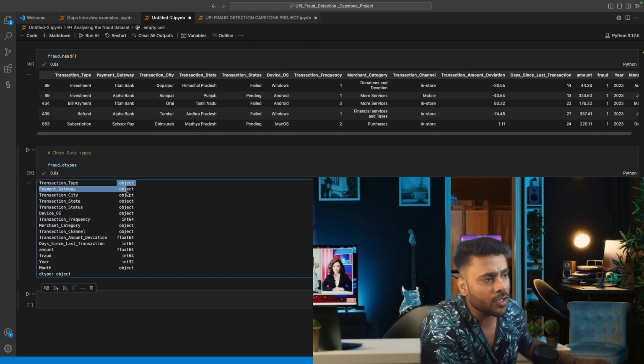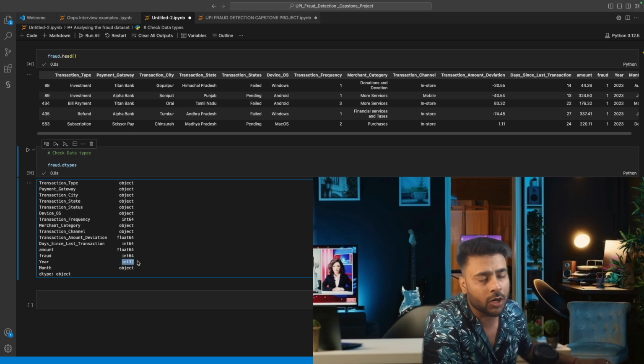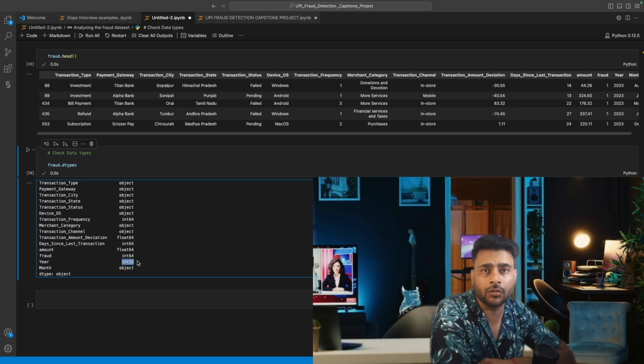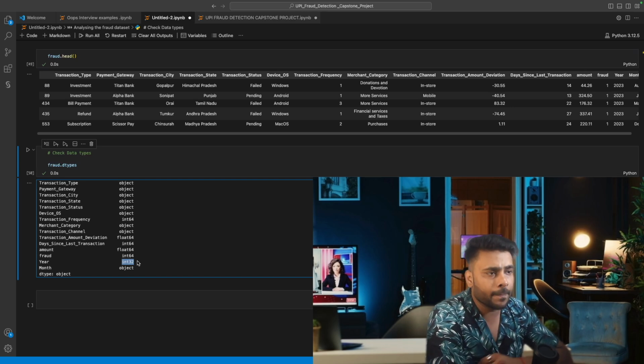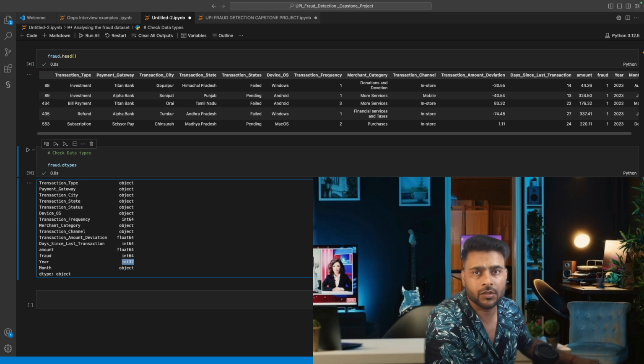If you see, we have mostly categorical variables. We have numerical variables, but only six of them. So we have some variables which are numerical and some variables which are categorical. We'll accordingly see what we can do, and let's change it properly.